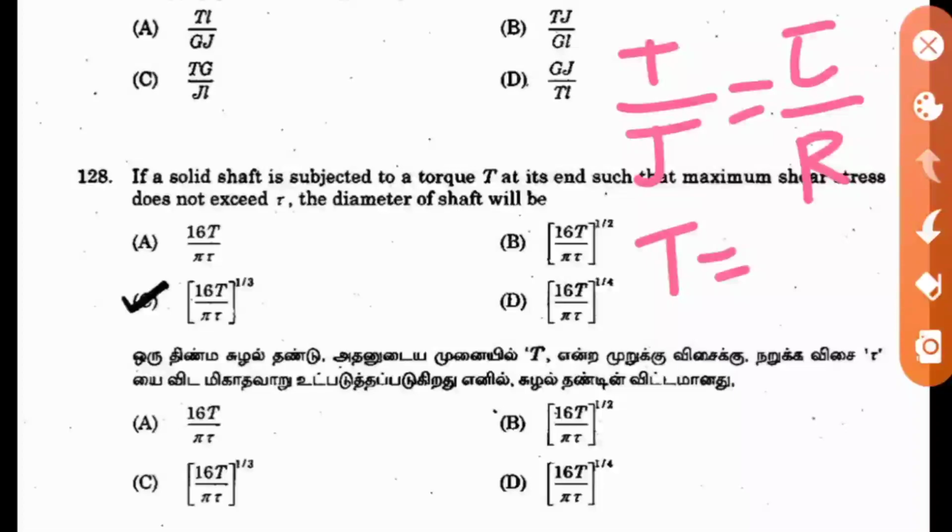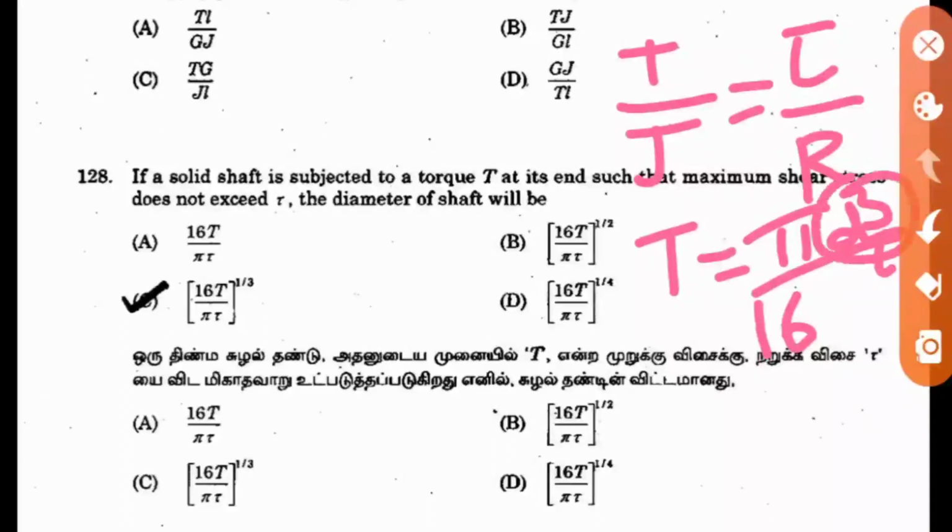So you can write it as T equals pi by 16 d cube into tau. Okay, so this will be the relation. Now when you take d cube to one side, you will get T by tau on the other side, and 16 by pi. So it will be 16T by pi into tau. The cube root of that will be equal to d. So you can keep this T on one side and do the relations, and you'll get option C as the right answer.